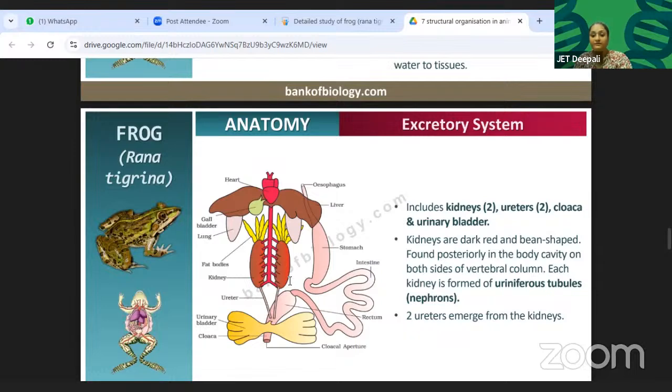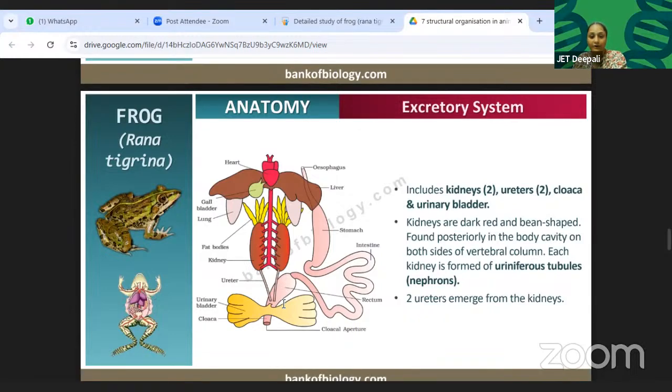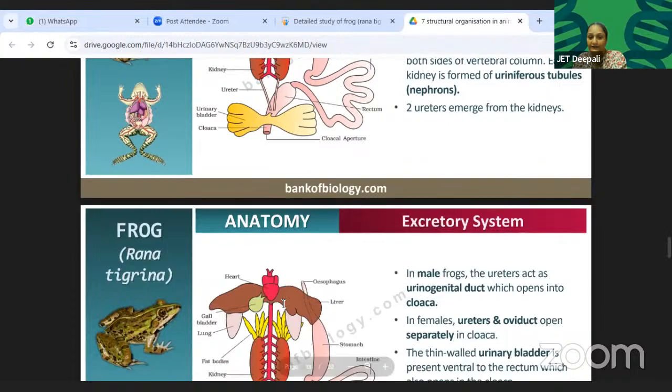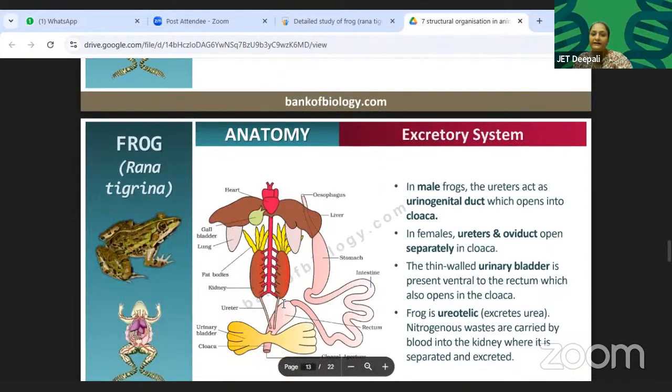Two ureters emerge from the kidneys. You can see these two pipes, they are ureters. They are taking the urine and draining it into the cloacal aperture, so that the urine can come out of the body. In the male frog, the ureter acts as a urinogenital duct which opens into the cloaca. In females, ureters and oviduct open separately into the cloaca. The thin-walled urinary bladder is present ventral to the rectum, which also opens into the cloaca.